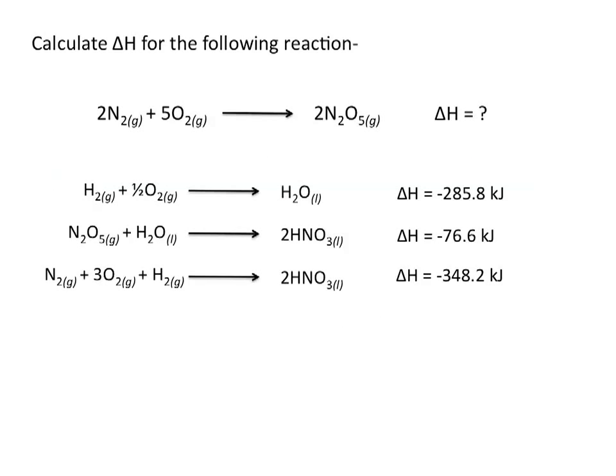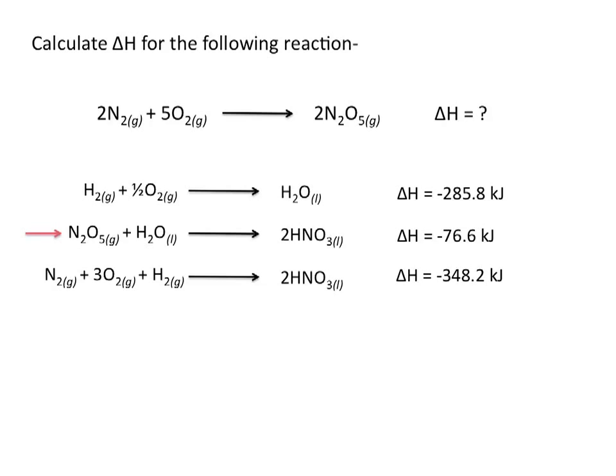Let's try another example. Calculate delta H for the following reaction: 2N2 plus 5O2 goes to 2N2O5. We're given 3 reactions listed below, and remember the first step is to modify these equations to more closely resemble the equation of interest. Now I think it's always helpful to look for a compound in the reaction of interest that is found only once in your given equations.